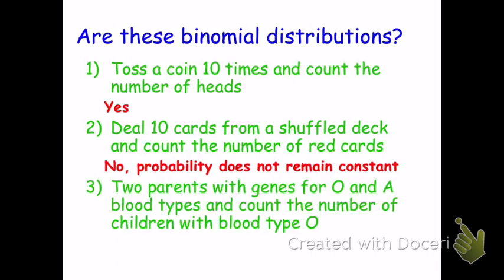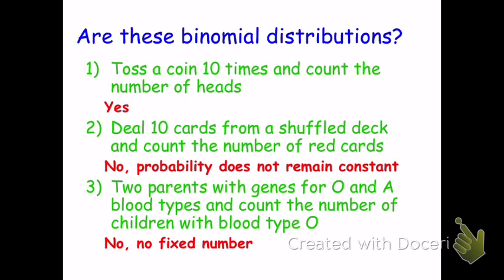Two parents with genes O and A blood types. Count the number of children with blood type O. Why is that not binomial? It doesn't have a fixed number of trials. It doesn't say how many children. Their children, how many children can they have? It's not a fixed number. It's random.